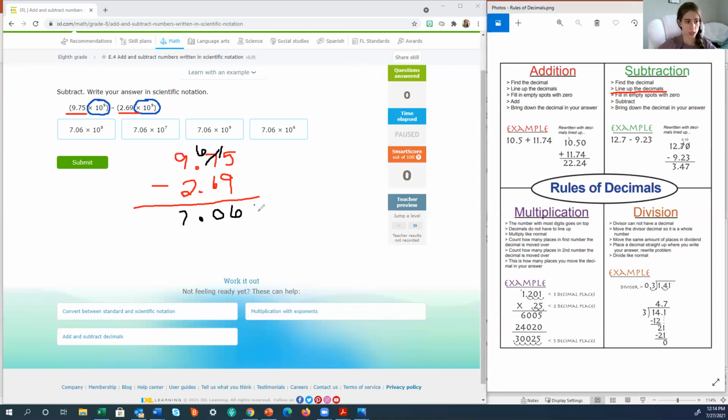And our original problem was times 10 to the 9th. And my answer here is still in proper scientific notation, because my value still falls between 1 and 10. So no changes need to be made, which means I'm done. Not too bad, right? But of course, we'll do a few more examples. And here we go.